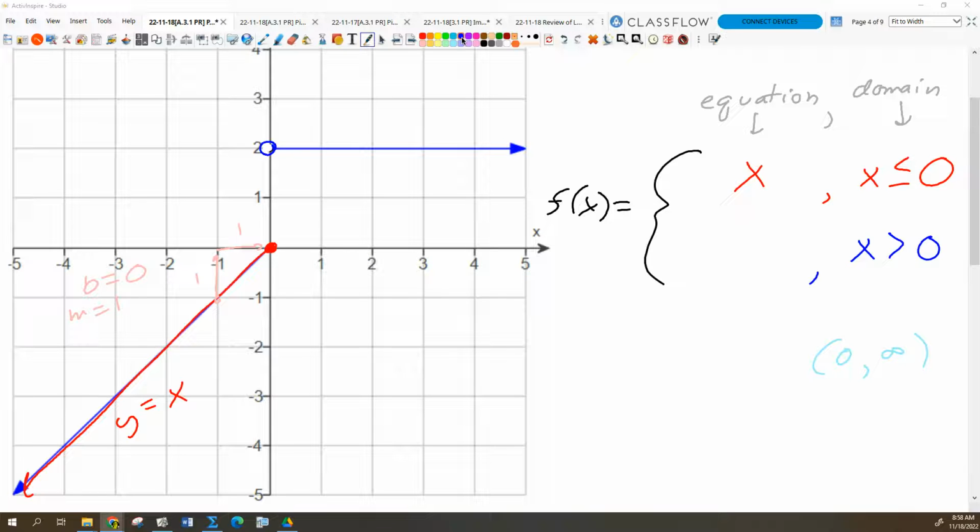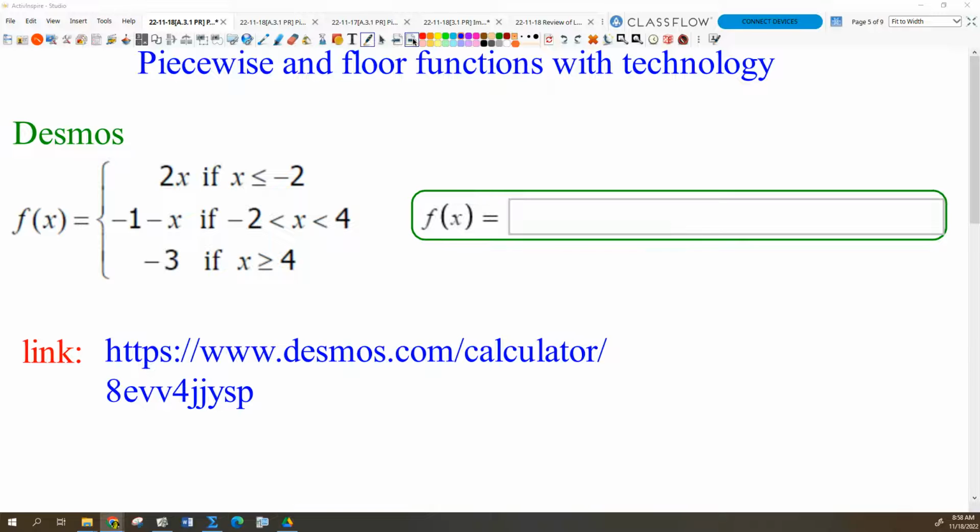So we're just going to say x is greater than 0. Okay? What's the equation of that line? Y equals what? Say it again. 2, yeah. So what goes there? 2. Okay? Good? All right. Last thing I want to do is I just want to show you how to do this with technology, and then I'm going to turn you loose and let you work on this stuff.